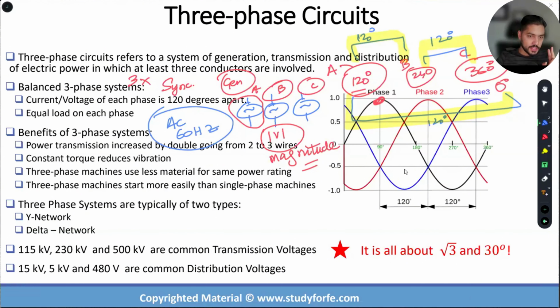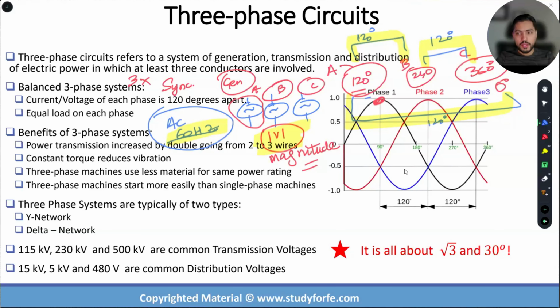And when we have the same frequency, the same peak magnitude and 120 degrees apart, for all practical purposes, they can be in different locations and can still be part of a three-phase circuit, can still be part of a three-phase system. Make sense? This is what your three-phase system is. This is what your three-phase circuit is in its essence.